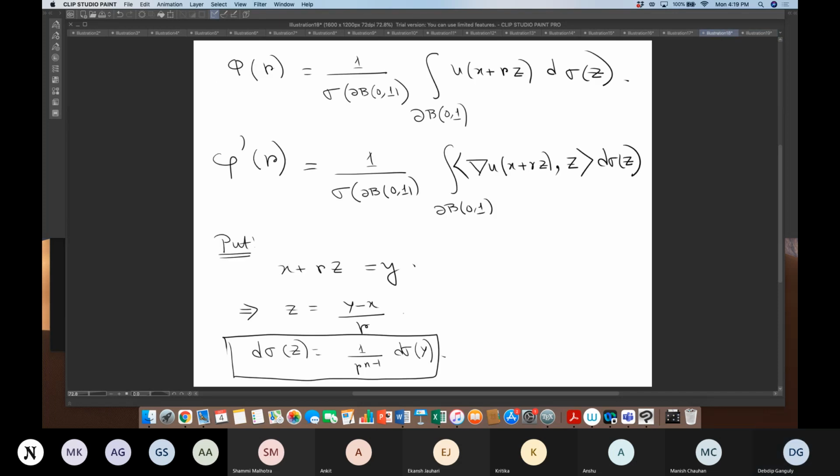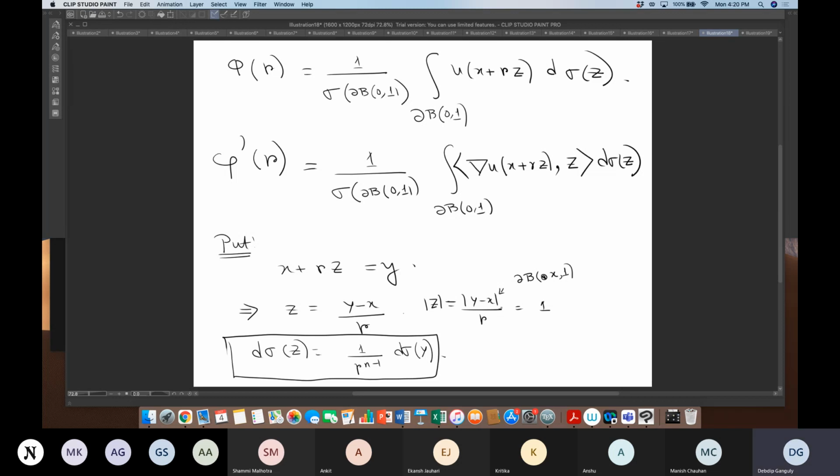Just think what z is now. What is mod z? This is mod (y minus x) by r. What is this? 1. So if I now want to write in terms of y minus x, z will be... what is this? Del B(x, 1), sorry, del B(x) radius is 1, right?